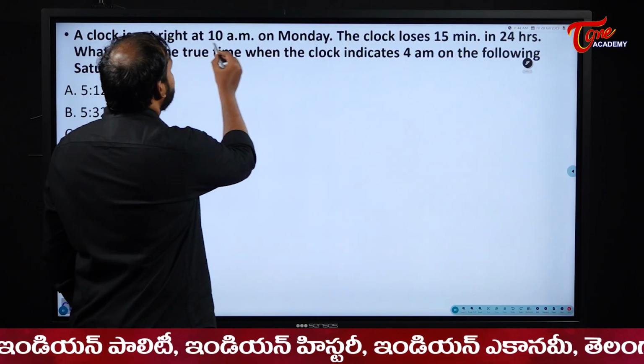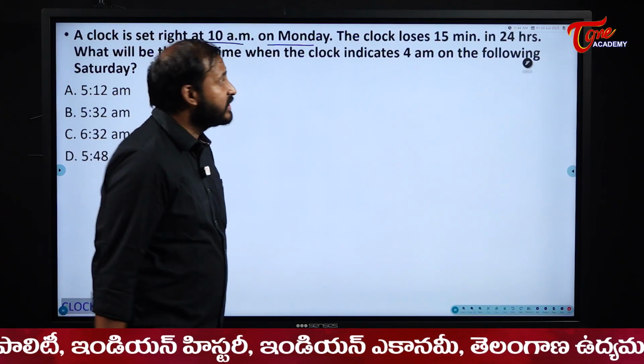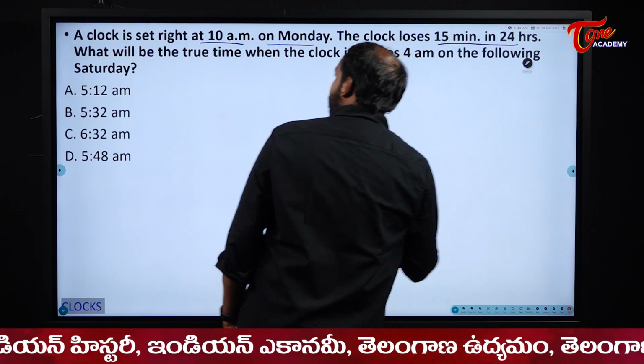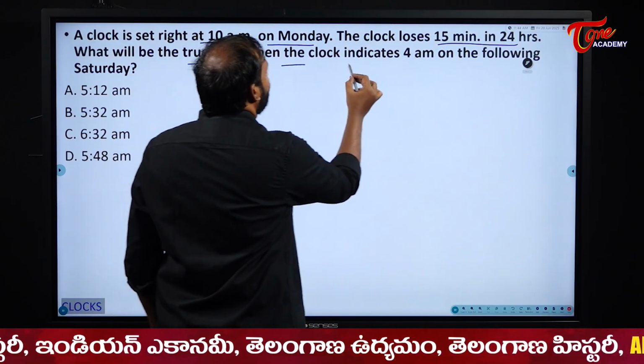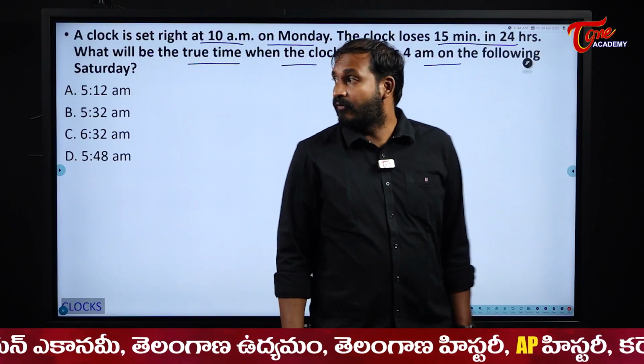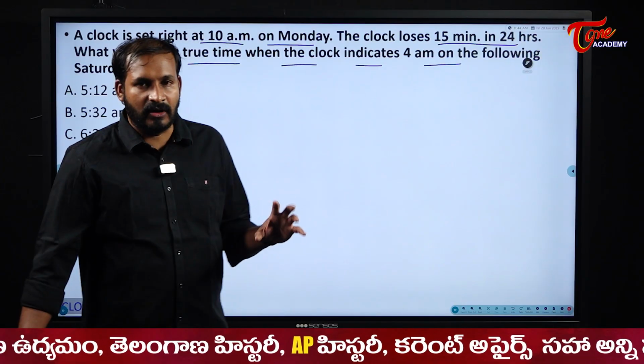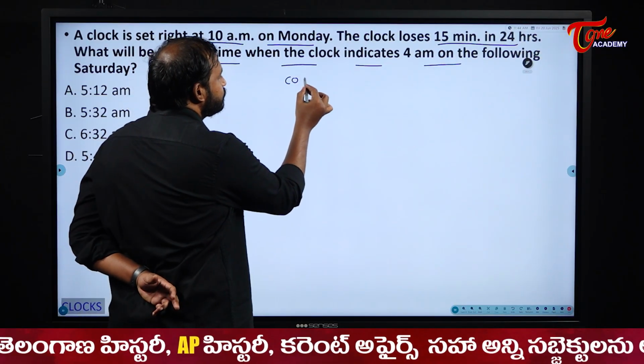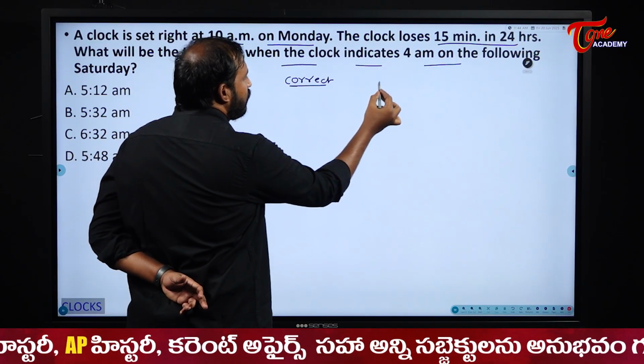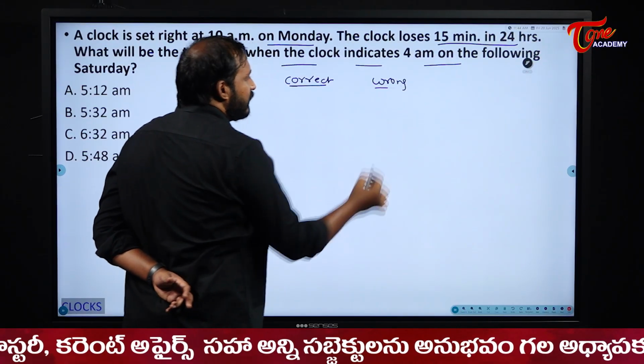Right. The next one. A clock is set right at 10 a.m. on Monday. The clock loses 15 minutes in 24 hours. What will be the true time when the clock indicates 4 a.m. on the following Saturday? Now, see here, students, same concept. Correct one and the wrong one.